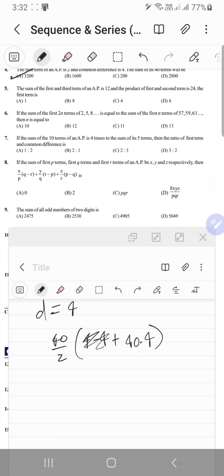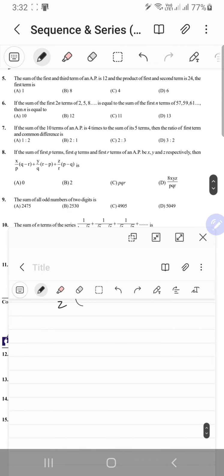There you go. Next, the sum of the first and third term of an AP is 12, which means the second term is 6. Okay, why am I writing this? The second term is 6. That's all they are saying. And the product of the first and second term is 24. So the first term must be 4 in that case. The first term is 4, of course.